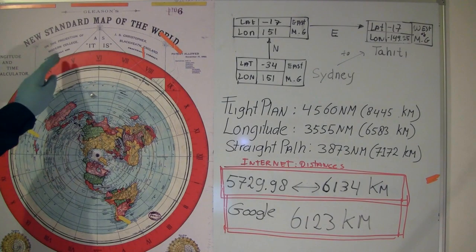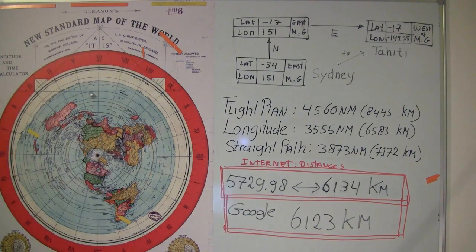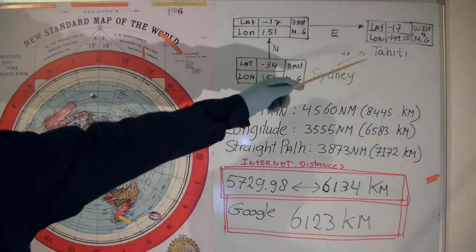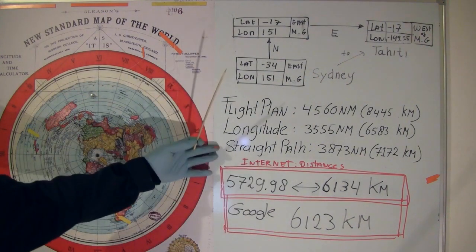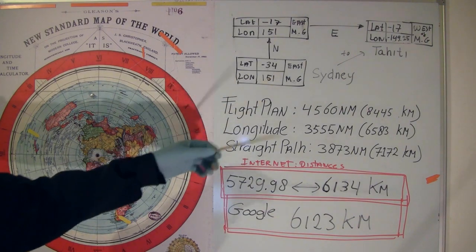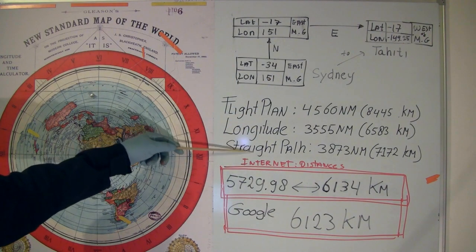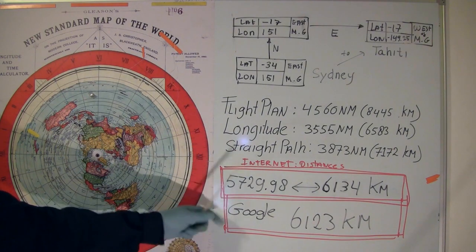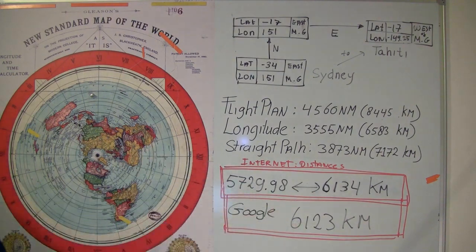The Gleason's map is scientifically and practically correct. This is the flight plan from Sydney to Tahiti. These are the distances I measured from Sydney to Tahiti, flight plan, longitude and a straight path, and the internet distances I found, and it looks like the world is shrinking. Well, I can't find North Pole on a Google map, so I guess North Pole doesn't exist anymore. Who knows?